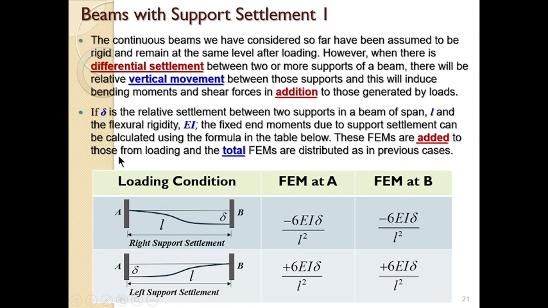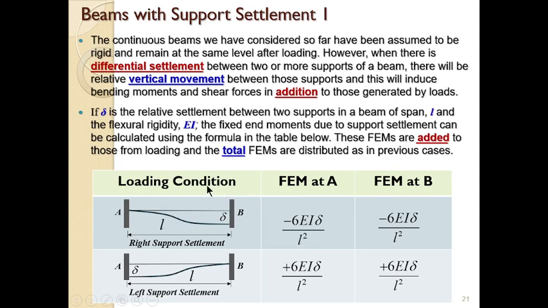And so, this is the case that we are going to consider here. You have already done the fixed end moment due to load. Now these are the fixed end moments induced by support differential settlement. If we have delta as the relative settlement between two supports in a beam, and the span of the beam is L, and the flexural rigidity of the beam is EI, where E is the modulus of elasticity and I is the moment of inertia, the fixed end moment due to support settlement can be calculated using the formula in this table.